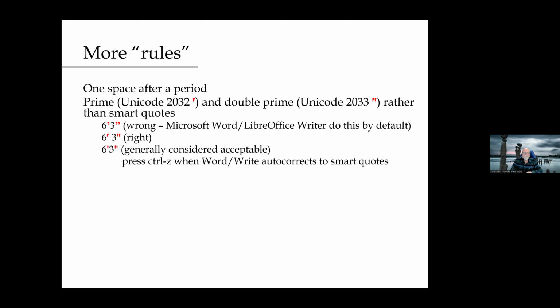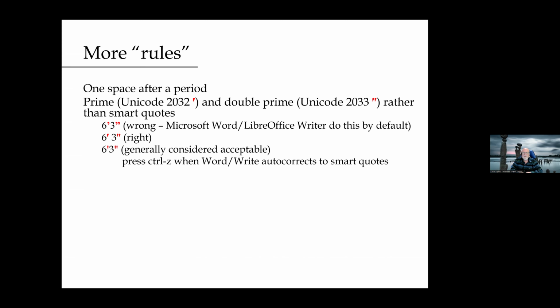If you're using foot and inch markers, watch out for this, because Microsoft Word and LibreOffice Writer will autocorrect those by default, so that when you type them in, it'll correct them to the smart quotes. And that's wrong if you're using the foot and inch markers. The proper way is to use the prime, which is not quite vertical, it's actually tilted a little bit up to the right. That's the right way of doing it with the prime and double prime. But if you just do uprights, it's usually considered to be acceptable.